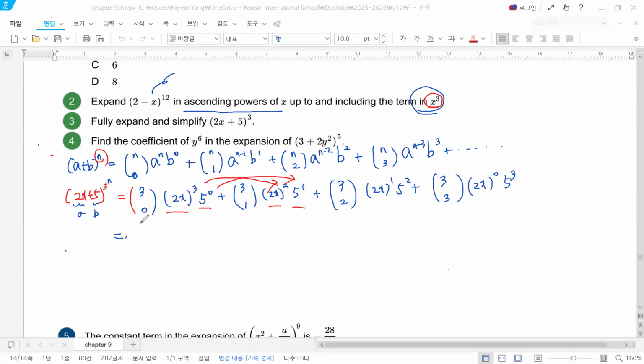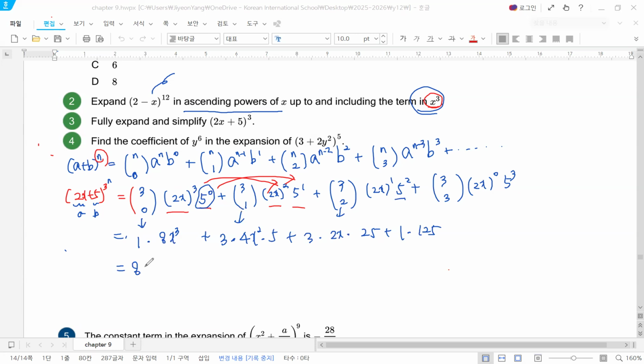And then we need to calculate this value, 1 and 2x cubed, which is 8x cubed, and 5 to the power of 0 is 1, plus this value. You can use your calculator to find it as 3. And then 2x squared, which is 4x squared, times 5, plus this one, 3 and 2x and 5 squared, 25, plus this one, 1 and 2x to the power of 0, 1, and 5 cubed as 125.